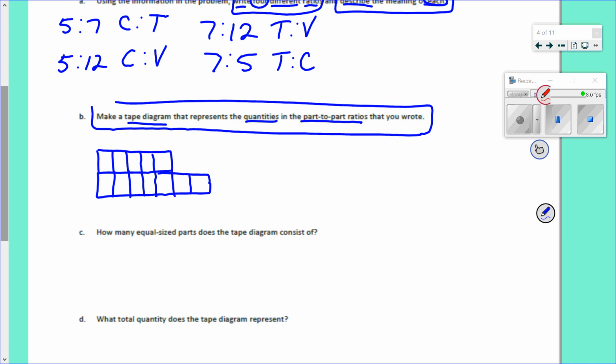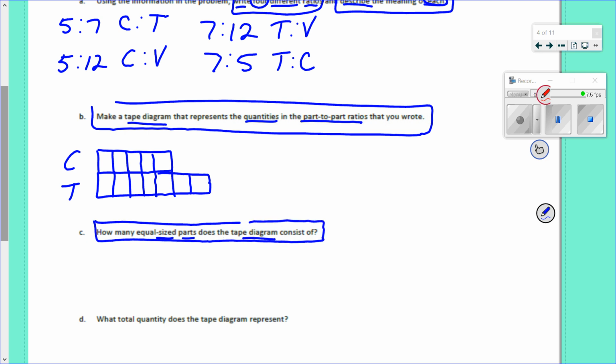And then, because I'm drawing a tape diagram, I make sure I always label them, right? Yes. So what was it we put on top? C. Cars. What's on the bottom? Trucks, T. You guys starting to see how these all come together? Yes. Pretty easy, right? Once you start thinking about it. Now, how many equal-sized parts does the tape diagram consist of? Ooh, there's kind of a trick question we haven't thought of yet. Mikey, you think you got it? You can't count?